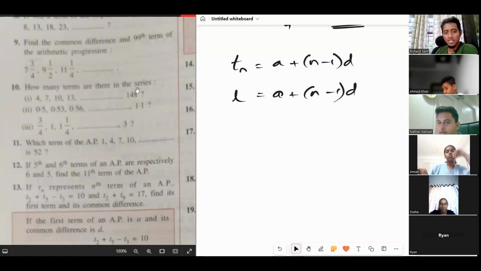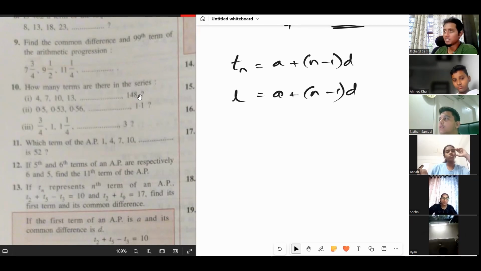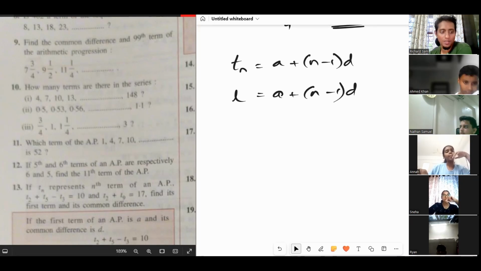Okay, so look at this 10th question. How many terms are there in the series? They've given the A, you have D, and here we have the last term, L. And we have to find the number of terms. If we have L, the number of terms is represented by which alphabet? N. So we're going to use the L formula to find how many terms are there in the series. Let's substitute the values.